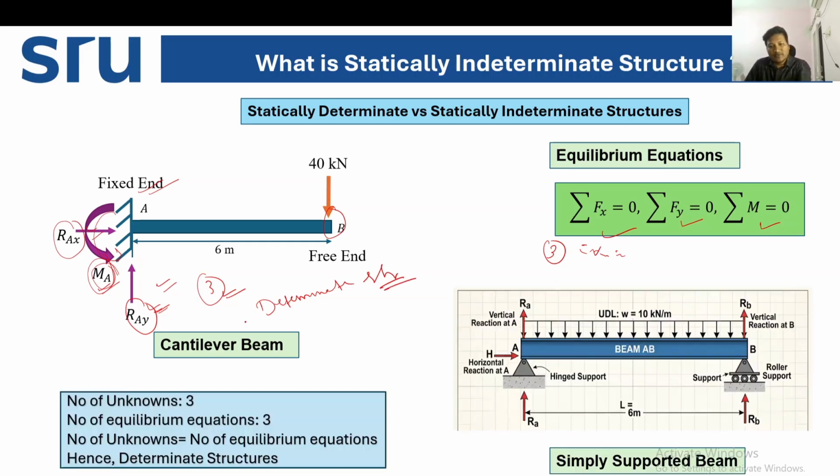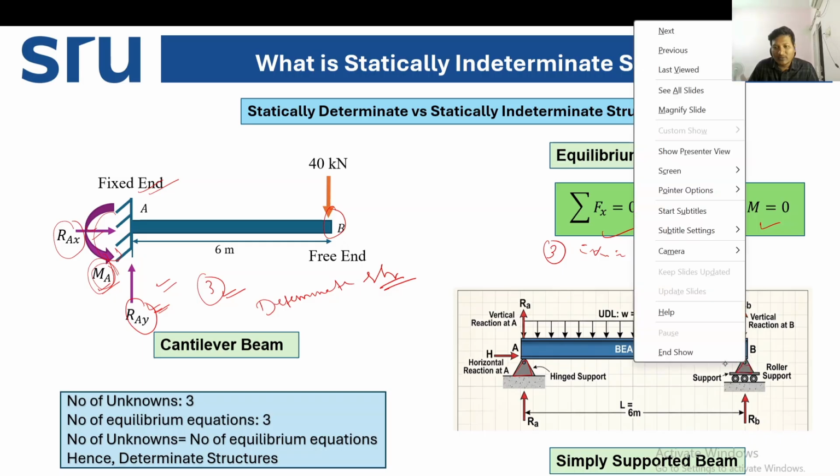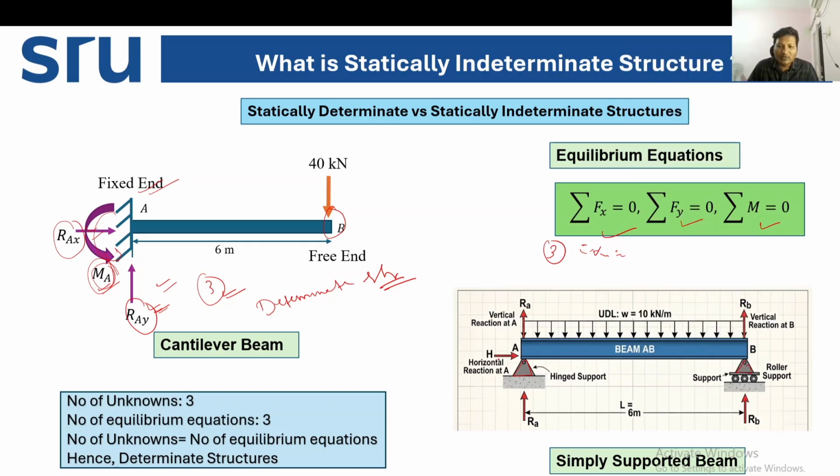If we consider again a simply supported beam, how many reactions are there? In the simply supported beam, one end is a hinge support and the other end is a roller support. In the hinge support, one horizontal reaction and one vertical reaction are there. And in the roller support, one vertical reaction is there. So we now have three unknown reactions to find out, and we have three equilibrium conditions. So the number of unknowns is equal to the number of equilibrium equations. That's why we can call this simply supported beam also a determinate structure. That means we can solve it by using the equilibrium conditions.